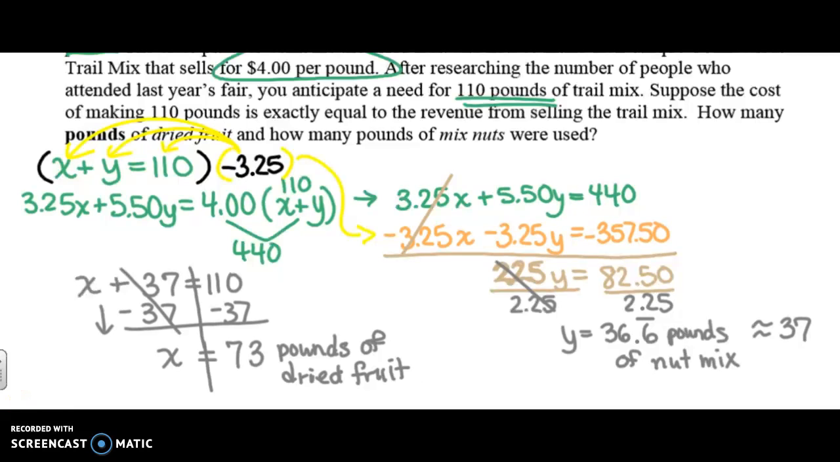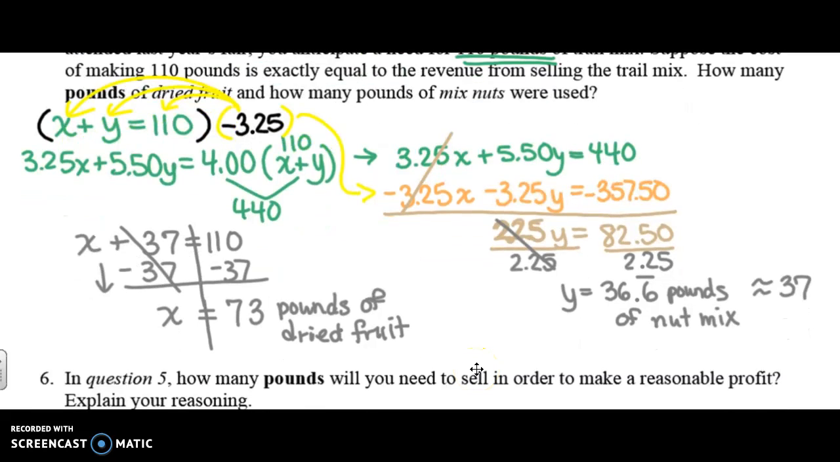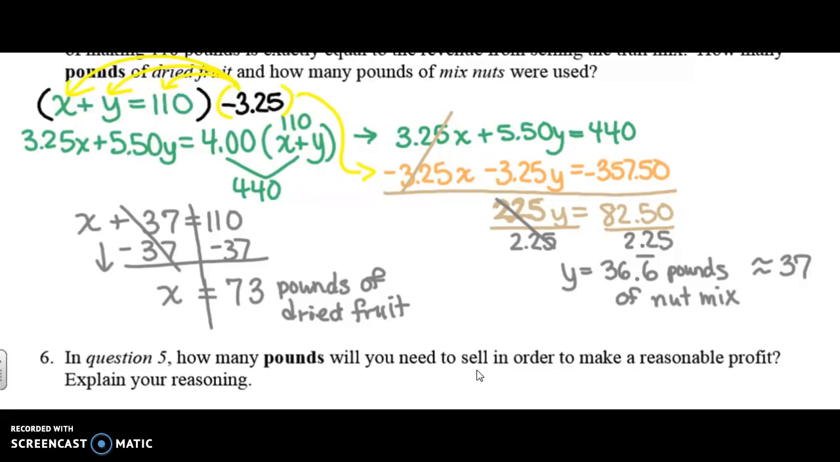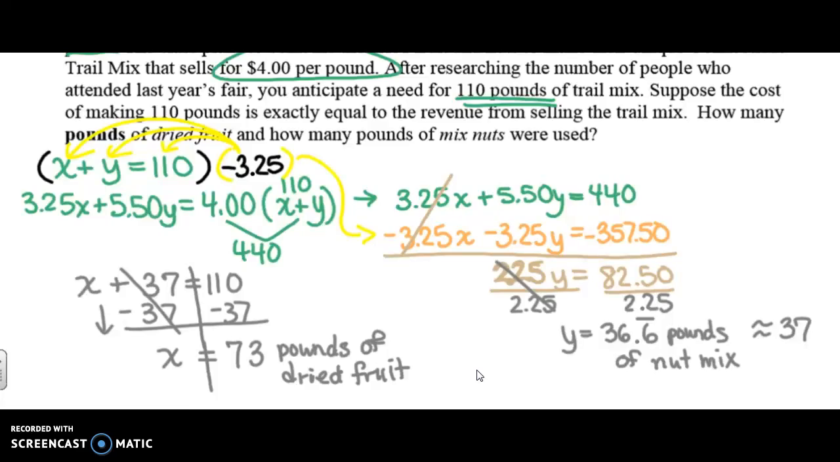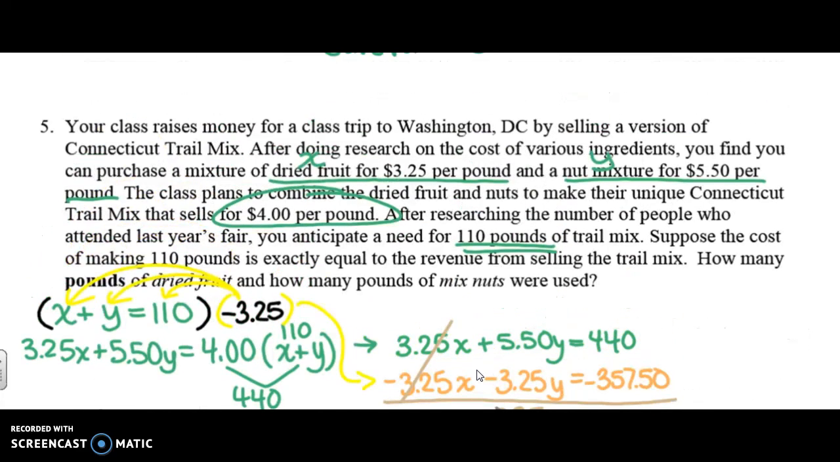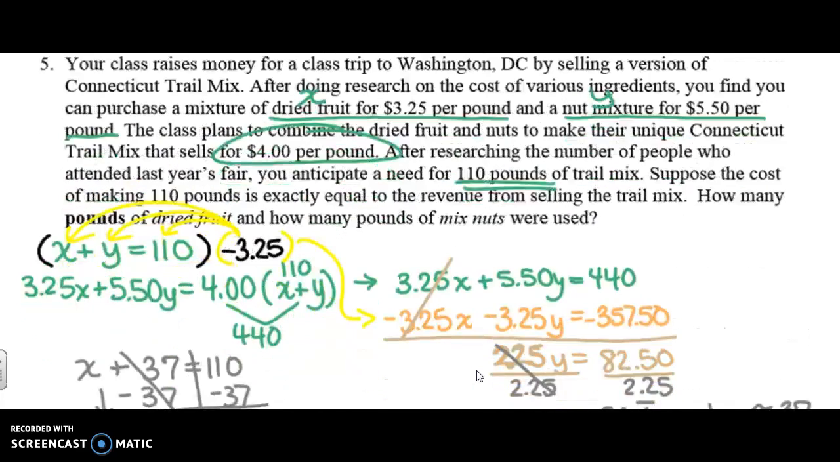Okay? That's the basics of the backside, part 2. Again, answer the last question at the bottom in question 5. How many pounds will you need to sell in order to make a reasonable profit? Explain your reasoning, because you're trying to make enough to go on this trip to DC. Okay?